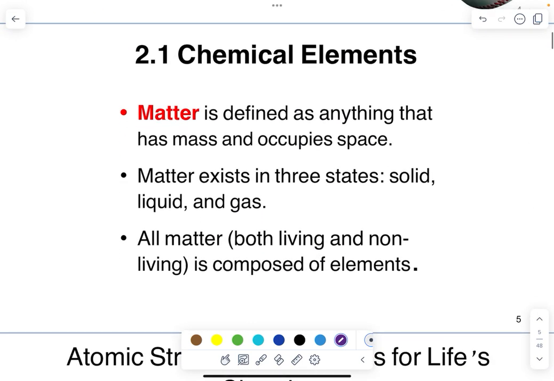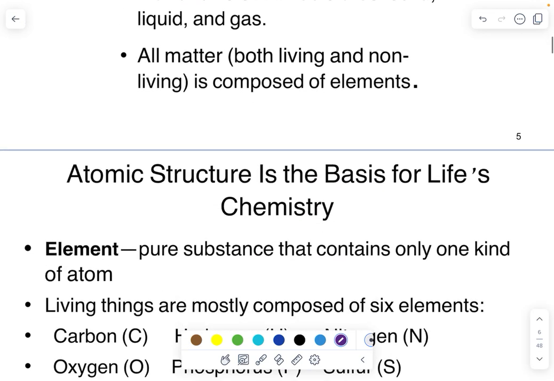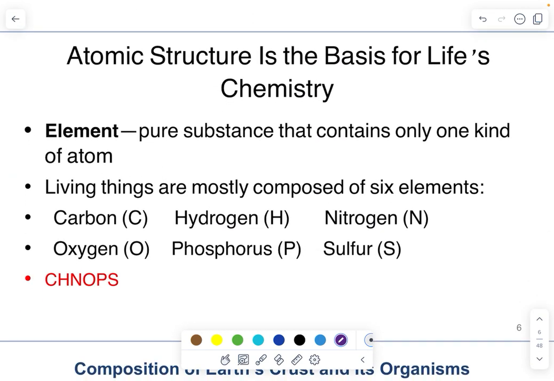So, chemical elements. Matter is defined as anything that has mass and occupies space. That is just a definition. Matter exists, of course, in solid, liquid, and gas, and all matter is composed of elements. Elements are a pure substance that only contains one kind of atom.